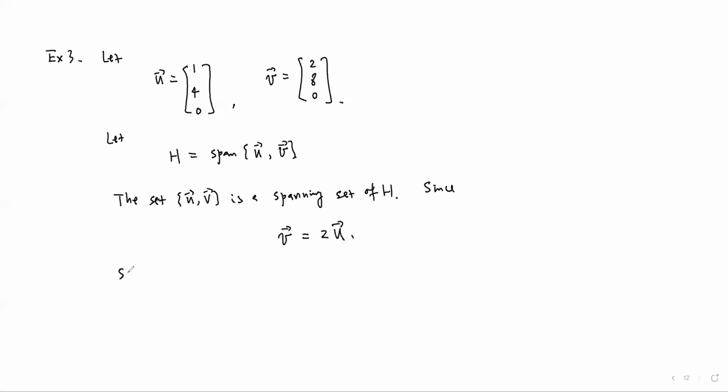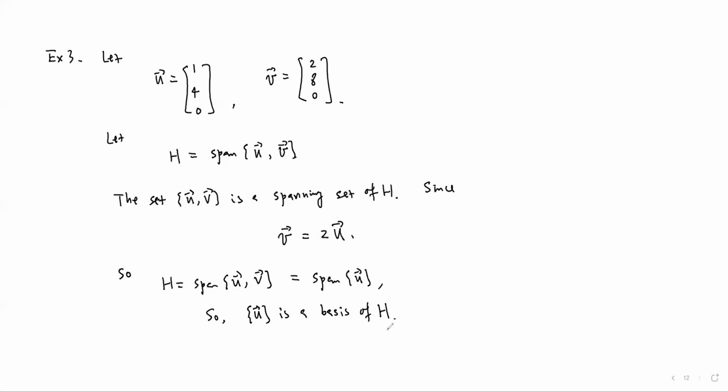So therefore, H is spanned by U, V, and it turns out that I can drop the vector V from the spanning set. Conclusion: the set of the single vector U is a basis, the smallest spanning set of H.